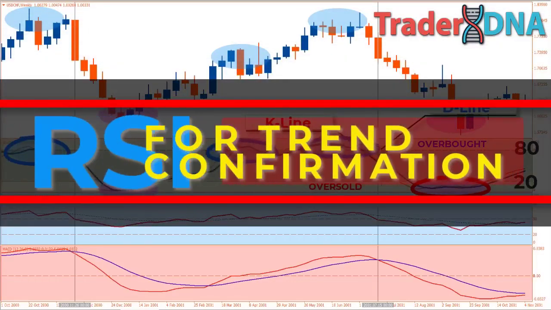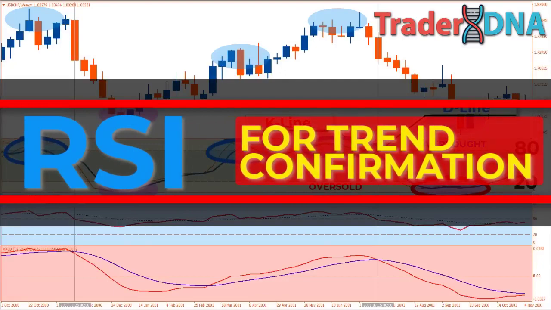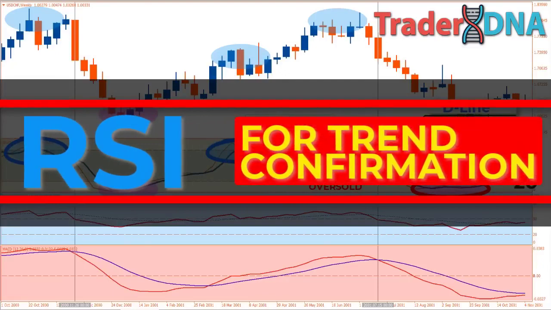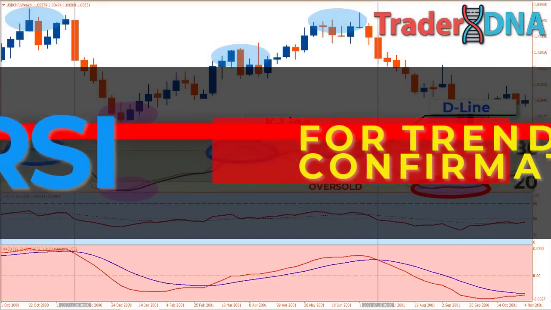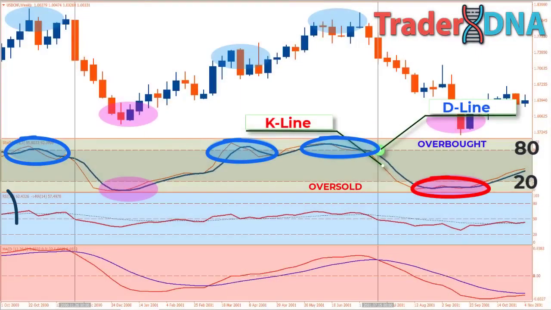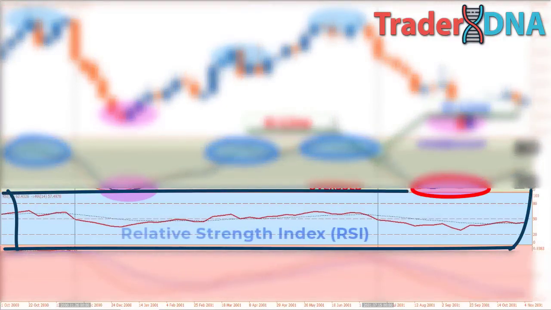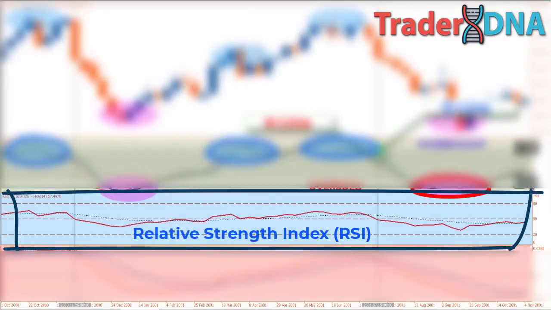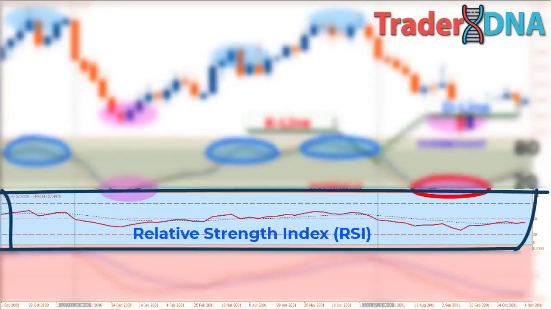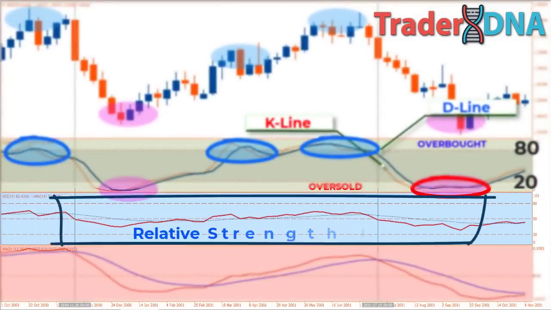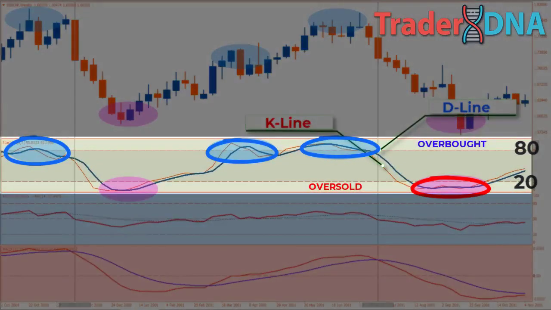RSI for trend confirmation. The Relative Strength Index, or RSI, is a technical indicator used in the analysis of financial markets. It is intended to chart the current and historical strength or weakness of a stock or market based on the closing prices of a recent trading period. One of the most popular tools used in trading, a popular way of using the RSI is trading in the overbought and oversold regions. But we already have the stochastic for that.